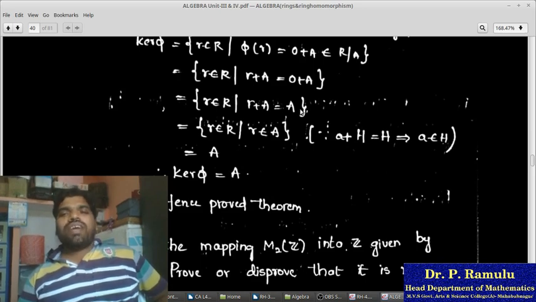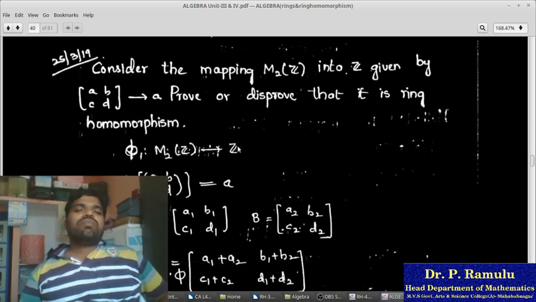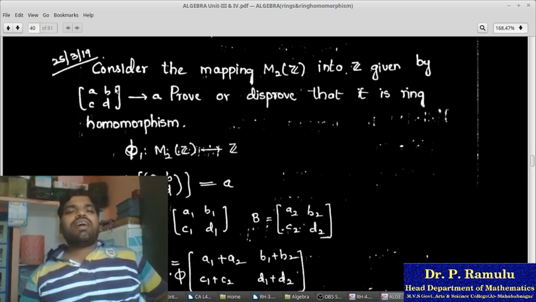I am using the factor coset definition here, r belonging to H. That means r belongs to A, nothing but which all elements are taking A. Therefore, kernel of pi equal to A. Hence the theorem is proved.